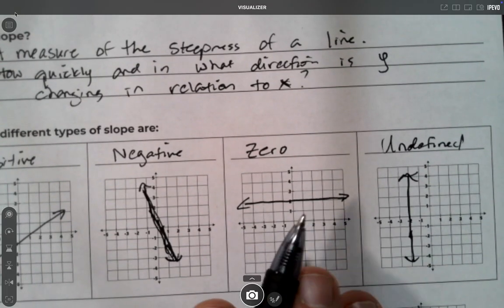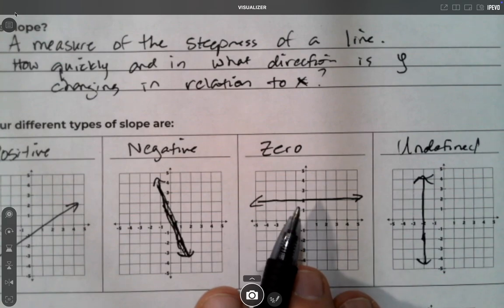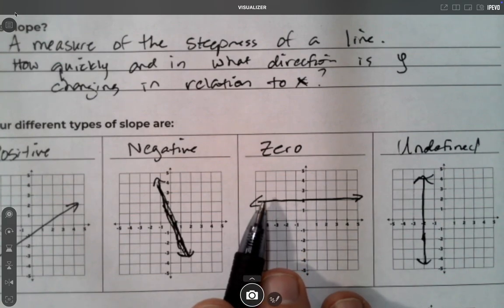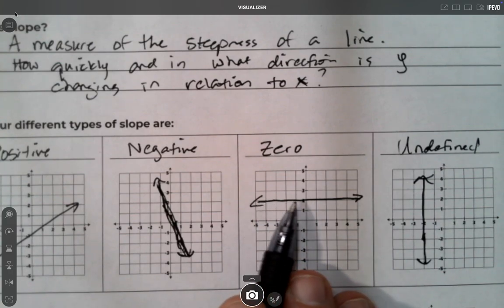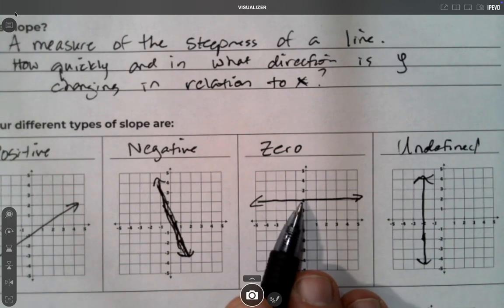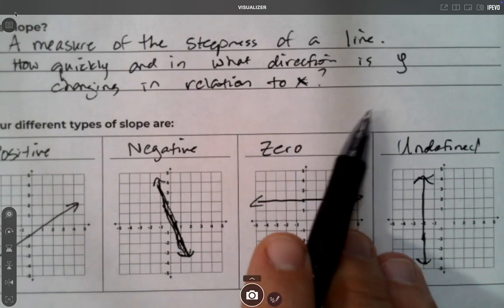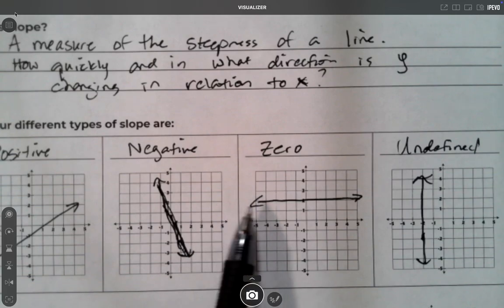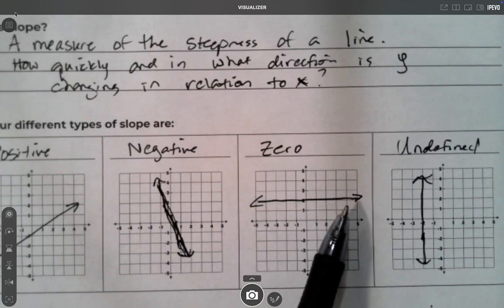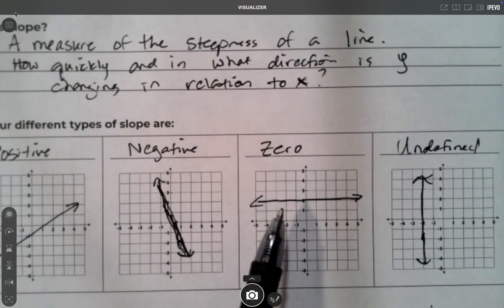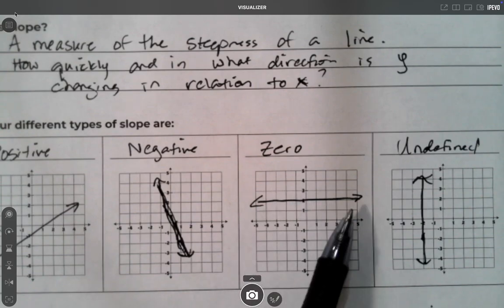So to try to help you see a difference between these two, here, if you look at every point we'd have in this line, the y value would be 2. So the y isn't changing at all. So that's why we say the slope is 0, because there's no change in the y as we go across this.